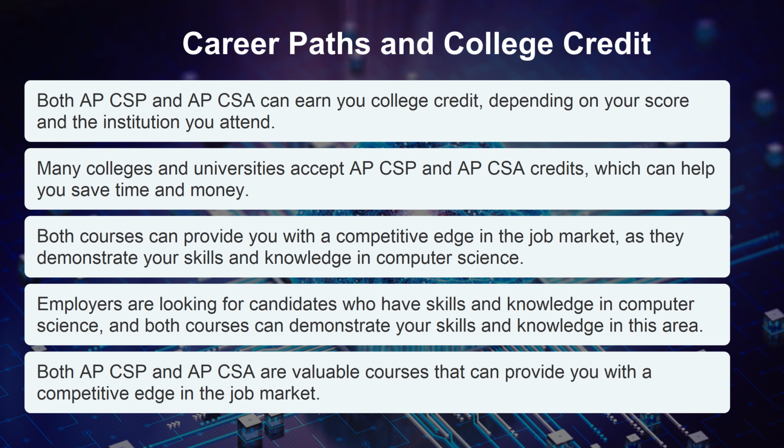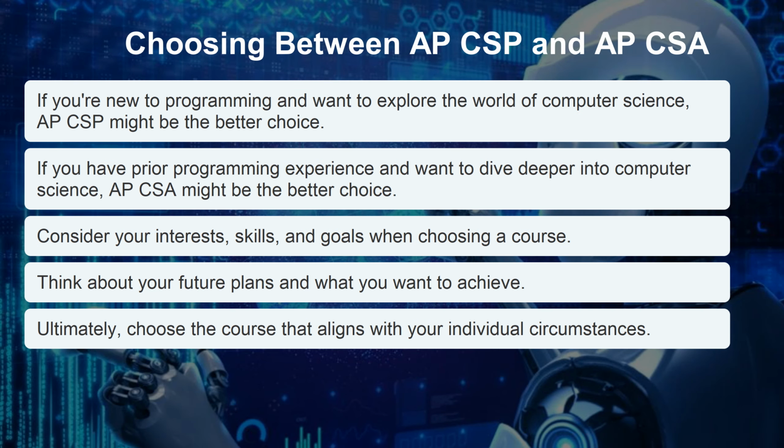Ultimately, the choice between AP CSP and AP CSA depends on your interests, skills, and goals. If you're interested in exploring the world of computer science and you want to learn the basics of programming and data analysis, AP CSP might be the better choice. On the other hand, if you have prior programming experience and you want to dive deeper into computer science, AP CSA might be the better choice. It's also worth considering your future plans and goals. If you're planning to pursue a career in software development, AP CSA might be the better choice.